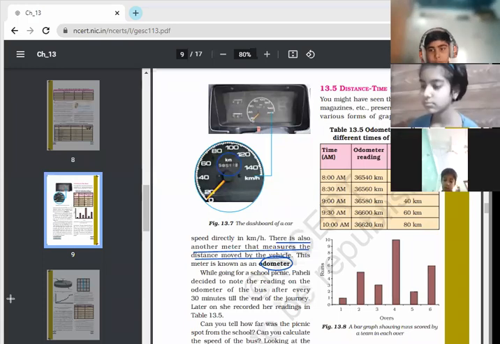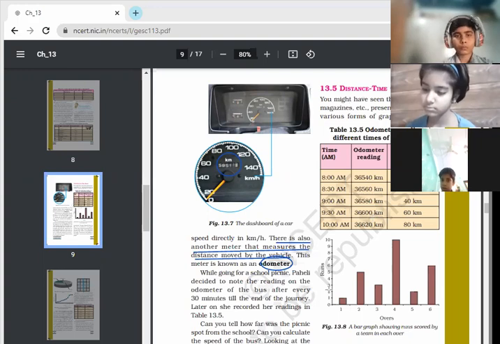So distance time graph, as the name shows, distance and time, these are the two variables, and we can draw a graph. A bar graph can be drawn. If children, you are having the data, then you can draw a graph easily. A bar graph can be drawn with the help of this.